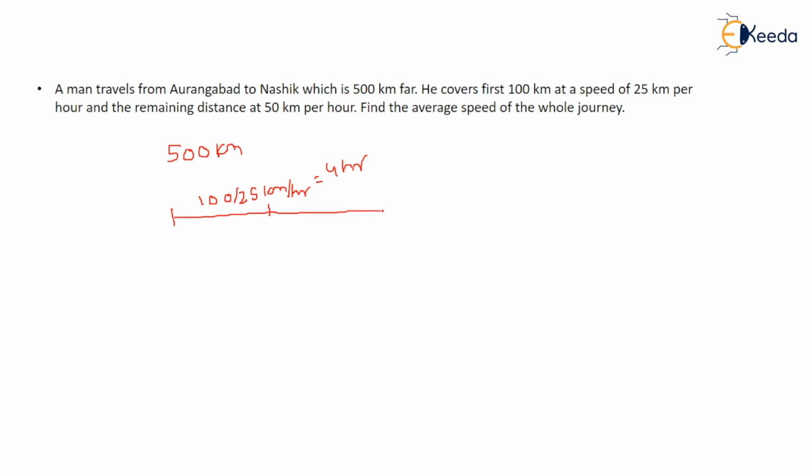And for the next part, 100 kilometer is covered, right? So what is remaining? 400 kilometer is remaining. And for this 400 kilometer he is traveling at a speed of 50 kilometer per hour. So the total time to cover this 400 kilometer comes out to be 8 hours. So in total, how many hours is he consuming? 12 hours he is consuming to travel this 500 kilometer.